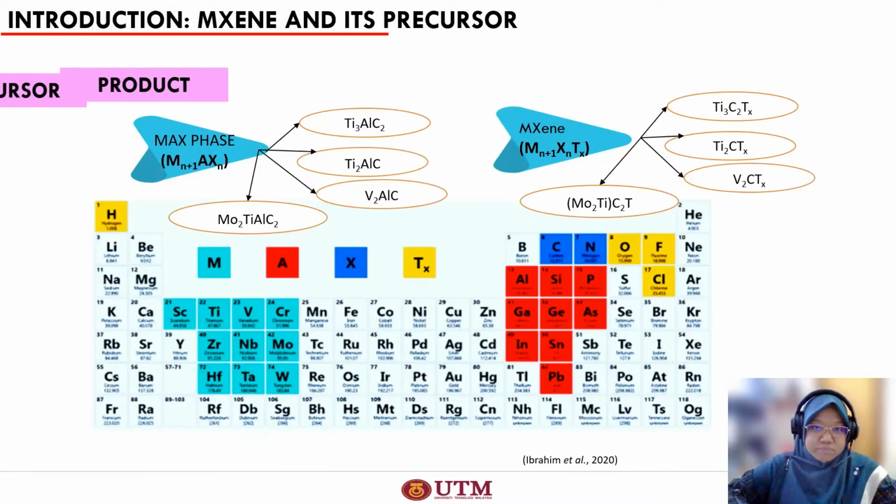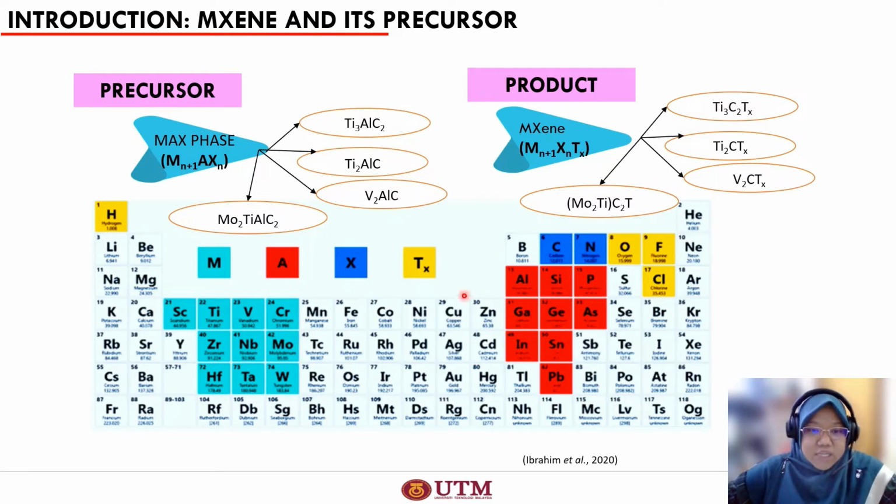So we go for the next. For example, if you can see here, this one is the MAX phase for titanium aluminum carbide. If we remove the Al here, we can produce Ti3C2Tx, meaning we got the titanium carbide MXene here. Another example is vanadium aluminum carbide MAX phase. If we eliminate the Al here, we can get the vanadium carbide MXene. So these are another various example of the MAX phase transformation into the MXene.